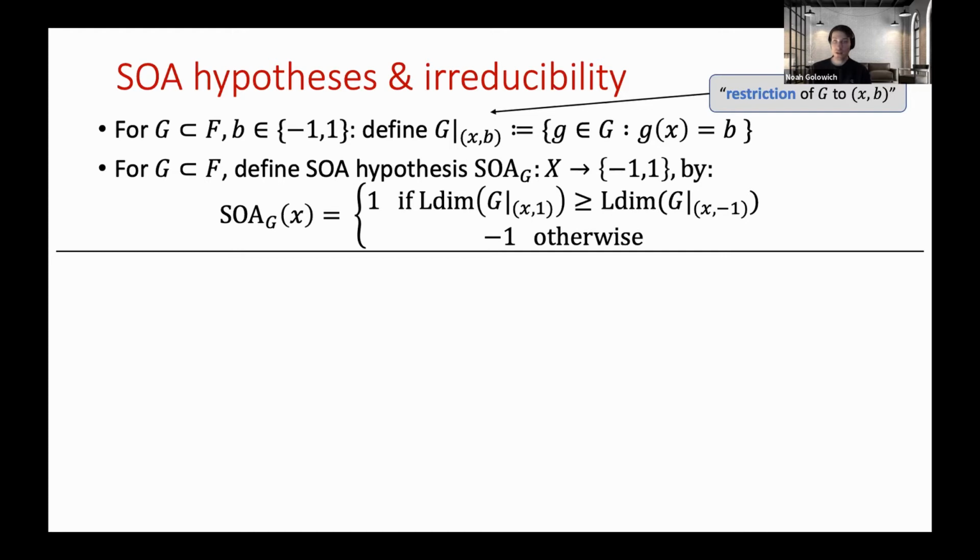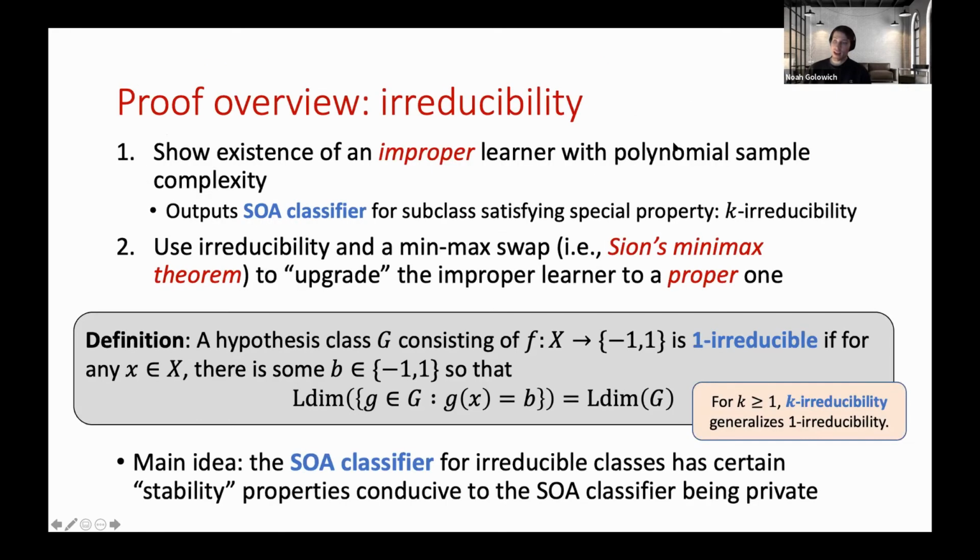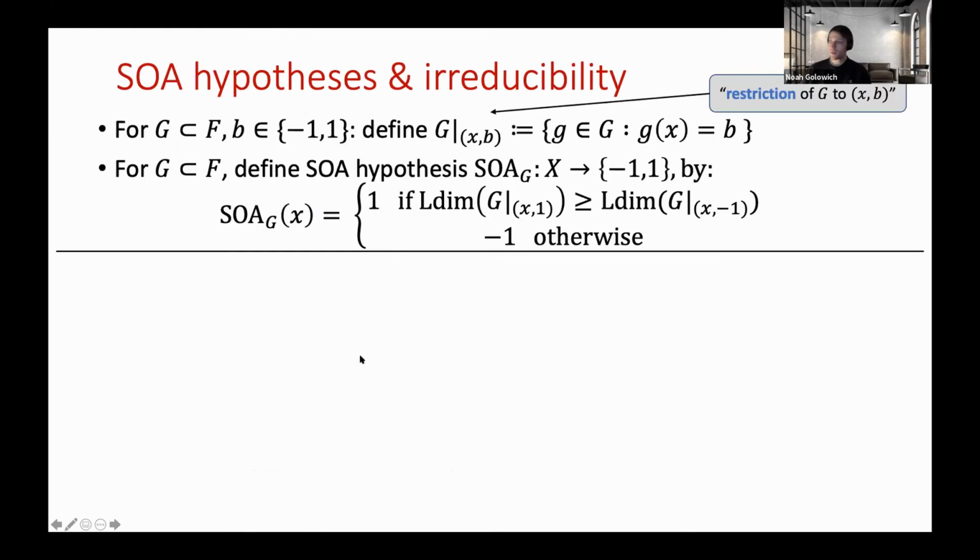So I'll first fix a bit of notation. For a subclass G of the base class F, a bit B, and a point X, I'm going to define G restricted to X,B as the set of hypotheses in G which take the value B on X. So this is exactly what shows up in this definition of irreducibility here. And we refer to this as the restriction of G to X,B.